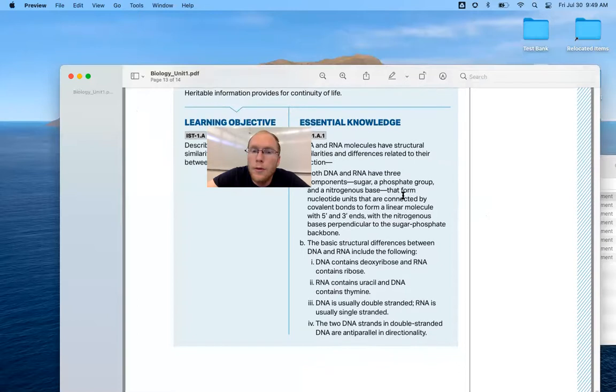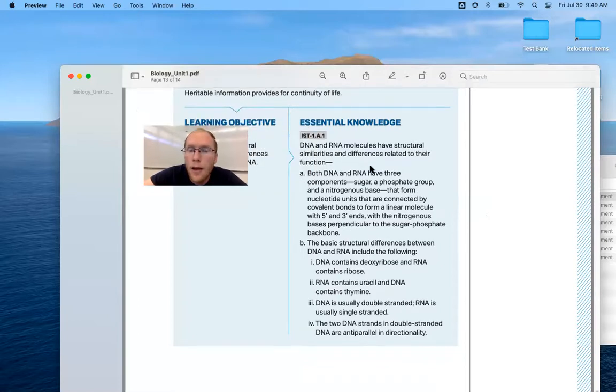Okay, so we were supposed to talk about both DNA and RNA have 3 components: a sugar, a phosphate group, and a nitrogenous base. I showed you the picture of that. They go from 5' to 3' with the bases perpendicular to the backbone. Did not use the word perpendicular, so I have to emphasize that in class. I think you could see from the picture though.